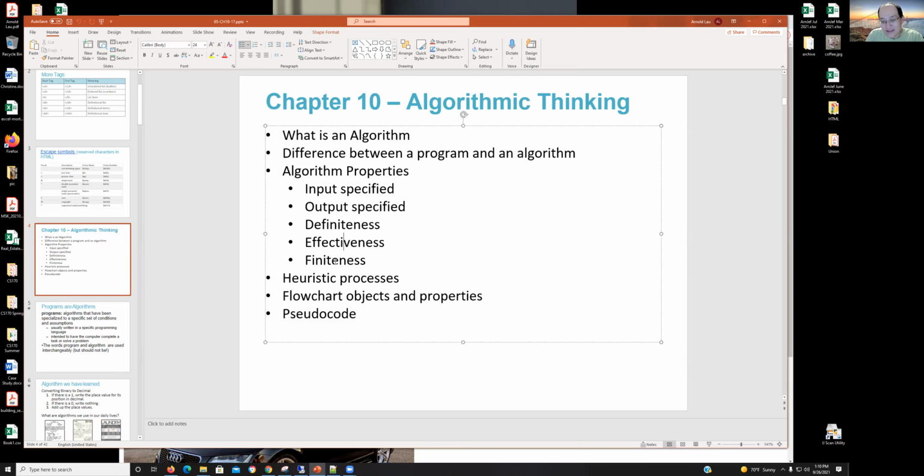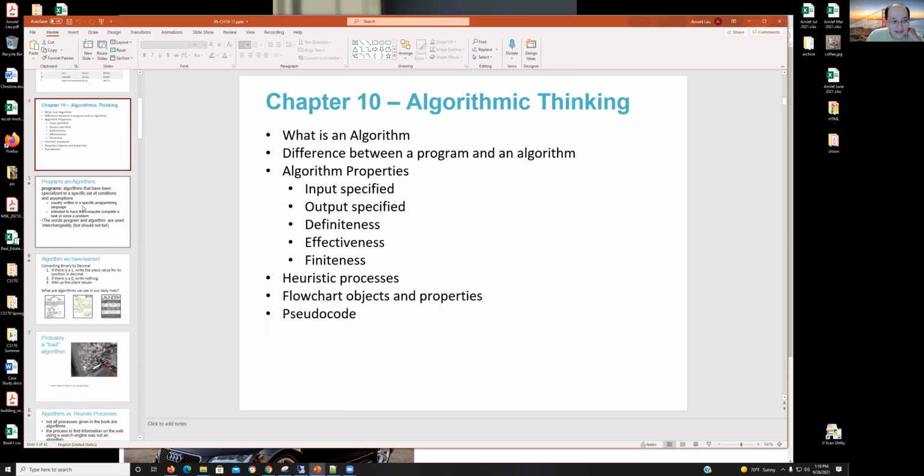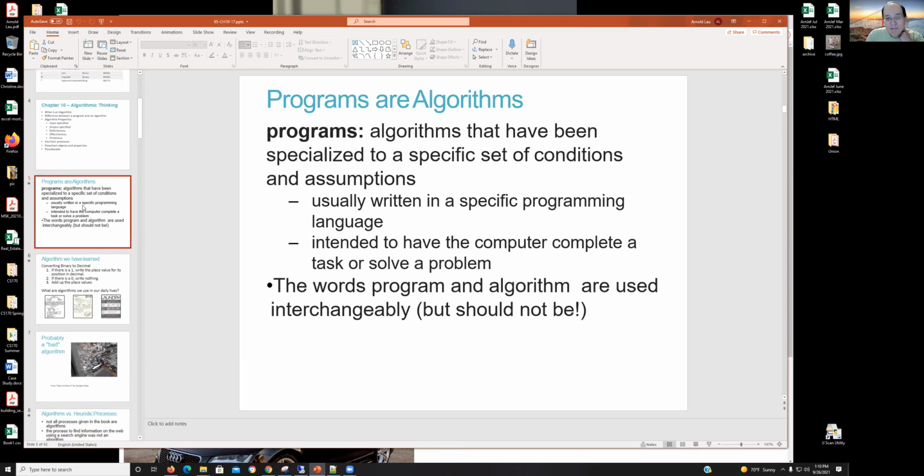And then effectiveness and finiteness, okay? Finiteness means it really shouldn't be going into an infinite loop. So you go into some sort of logic error and then it just keeps on spinning around forever. And then the idea of heuristic process, flowcharts, and pseudocode. So let's get cracking with this, okay?